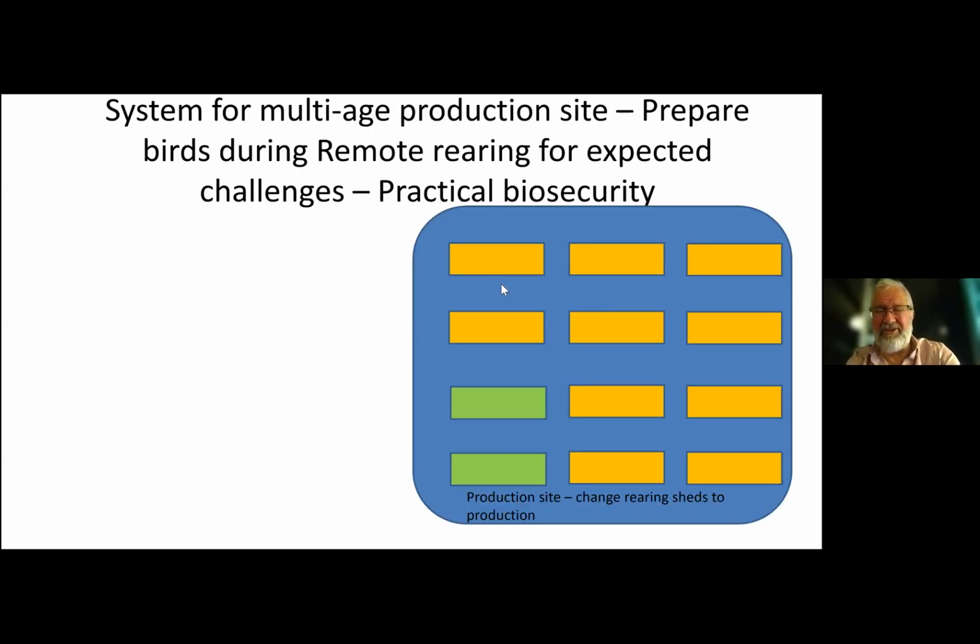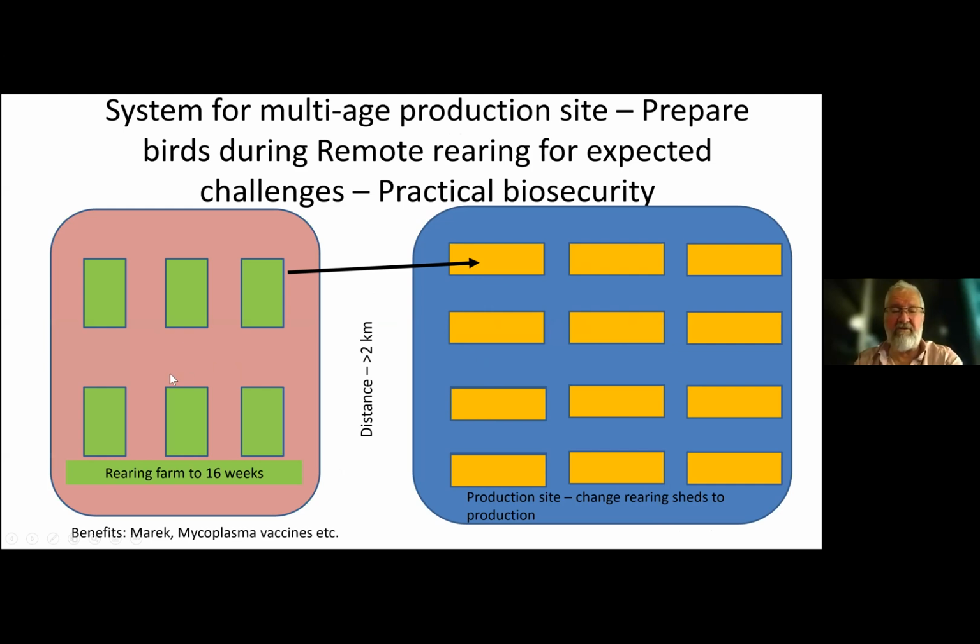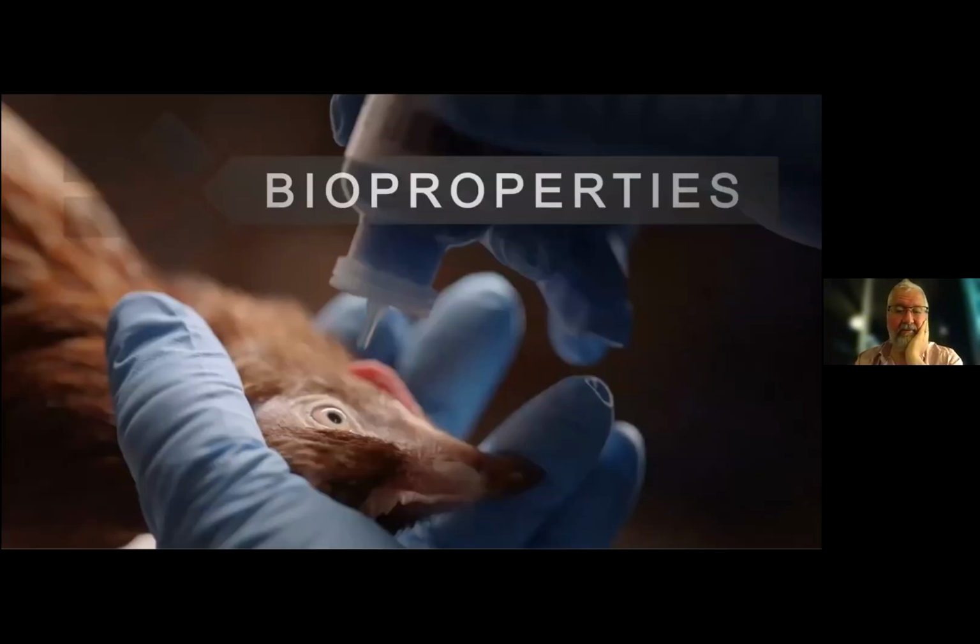I'd encourage you, if you've got currently a farming system where you have rearing sheds on the same farm as production sheds, in any sort of expansion, to move the rearing off and then move them across later on after you've reared them. And what you'll find with this is that you'll get better protection against Marek's and mycoplasma if you rear remotely and don't have local challenge, and then they can go to the production farm and produce, having responded adequately to the vaccines.